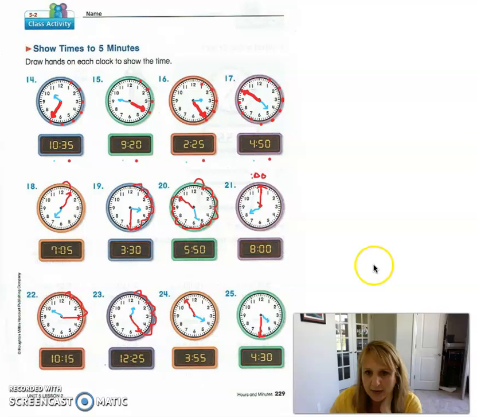One of them that might have been a little bit tricky would be 3:55. The reason why that one would have been tricky is because it's almost 4 o'clock. So make sure that your hour hand is pointing almost to the 4, and then your minute hand is up here on the 11 for 55. So go ahead and pause this, check it with your paper, fix any of yours if you need to, and then let's move on to the back.